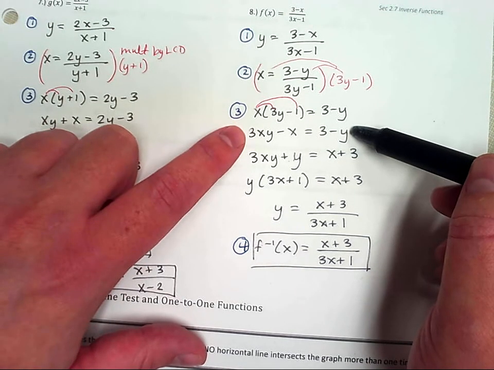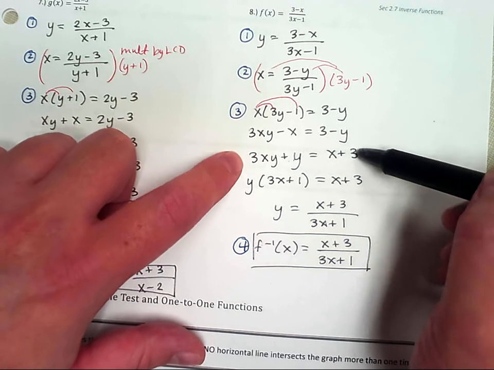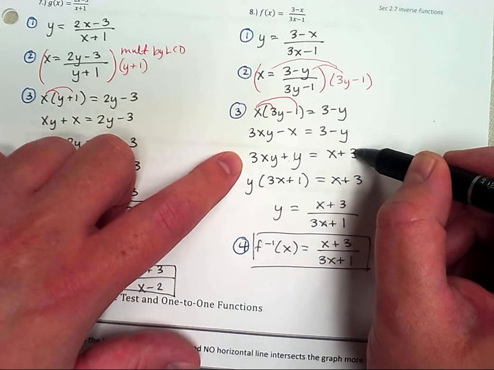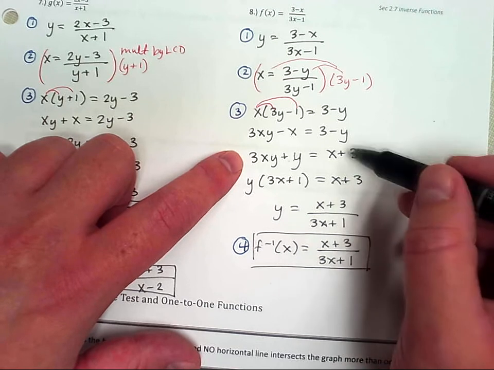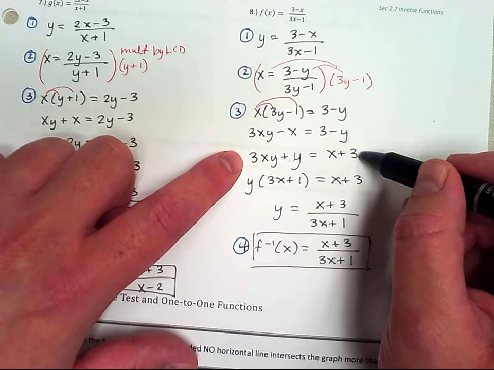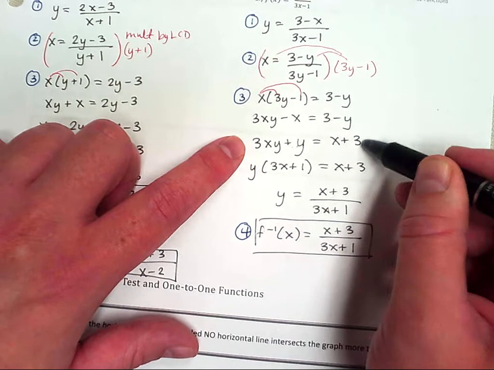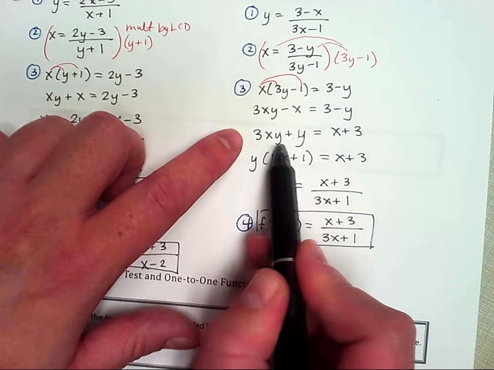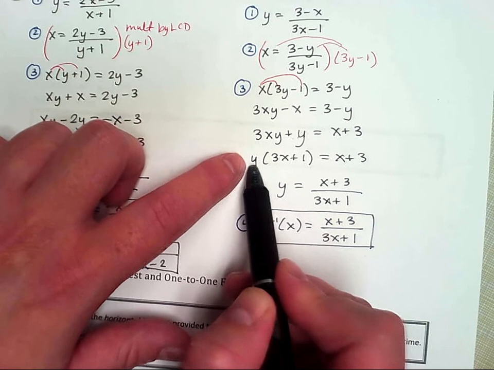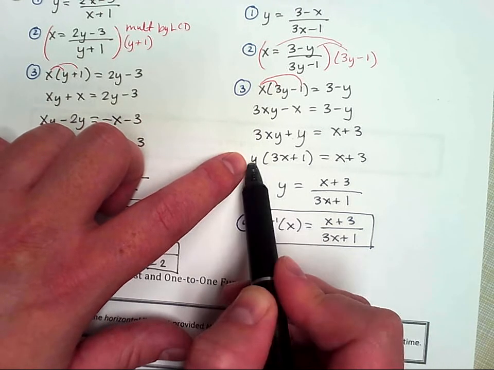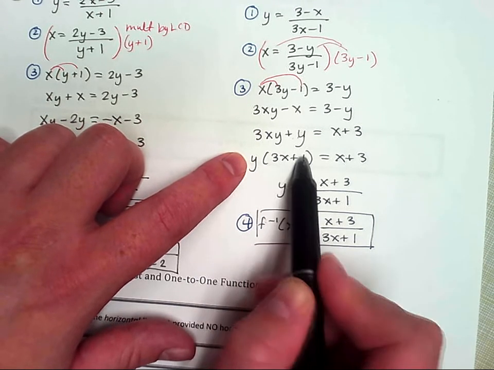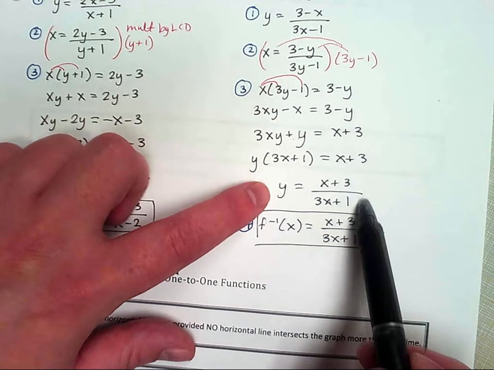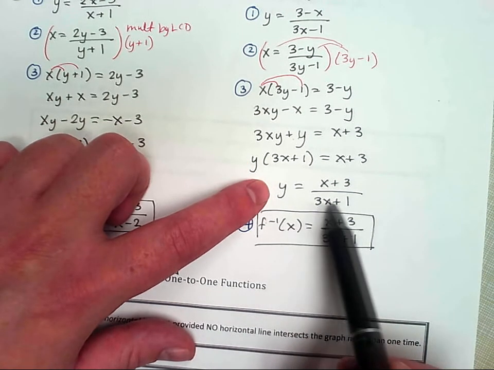So then from this step, I get everything with a y on one side and everything without a y on the other side. So I'm not writing out all those little details anymore, right? So I'm adding y to both sides. I'm adding x to both sides. I get 3xy plus y equals x plus 3. And then on the left-hand side, because the goal is to solve for y, I factor out a y. Then I have y times some stuff. Whatever that stuff is doesn't matter. I just divide both sides by that.